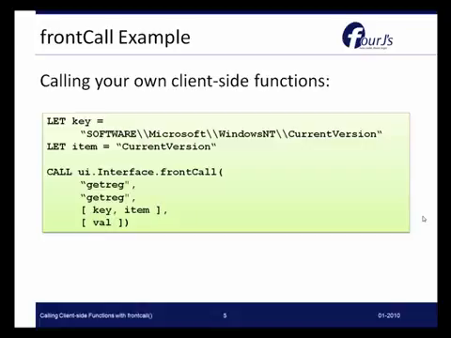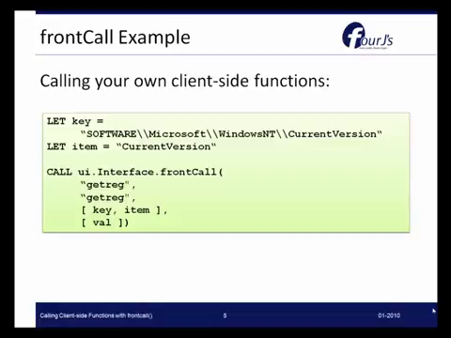In this example, there is a DLL getReg being called that has a function called getReg as a part of it. So this example would load a DLL called getReg, call the function, pass a key and item value, which as you can see here have been set to particular values, and then return back the value from the Windows registry.